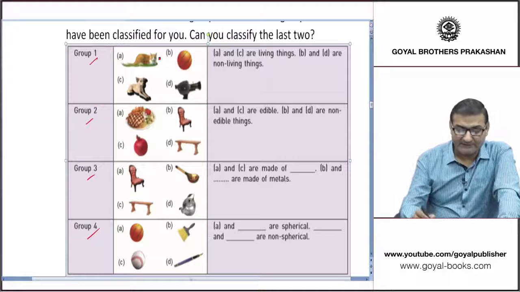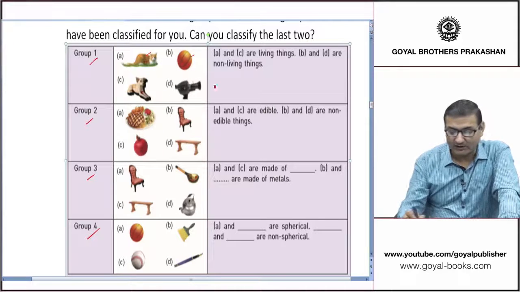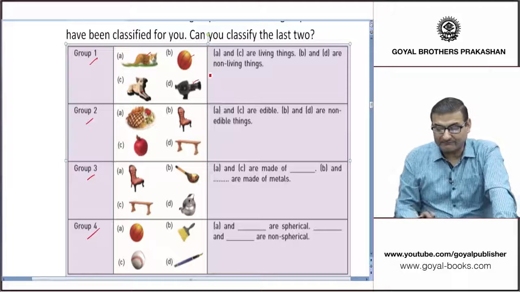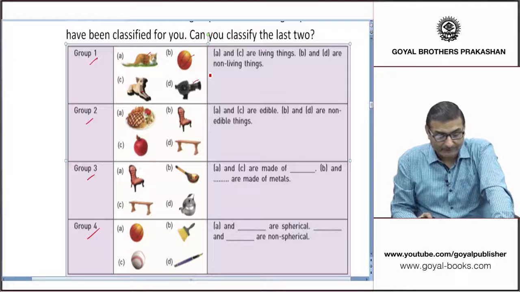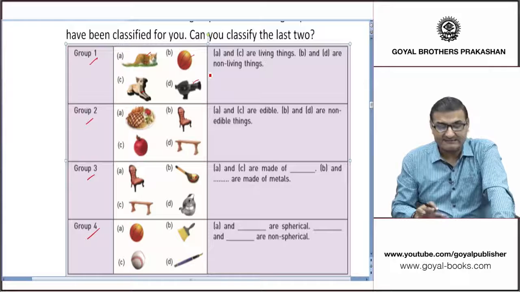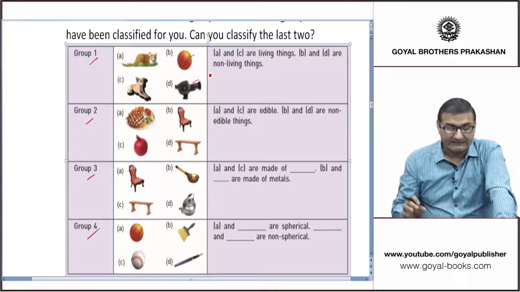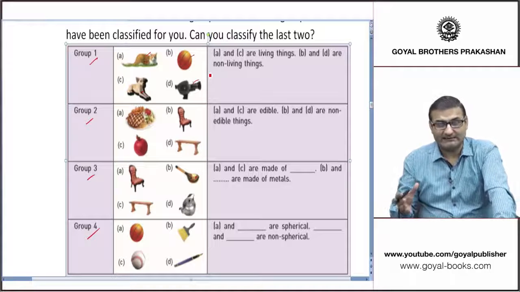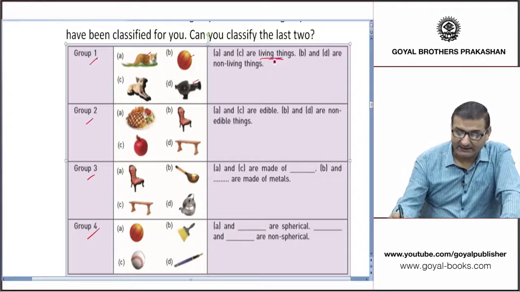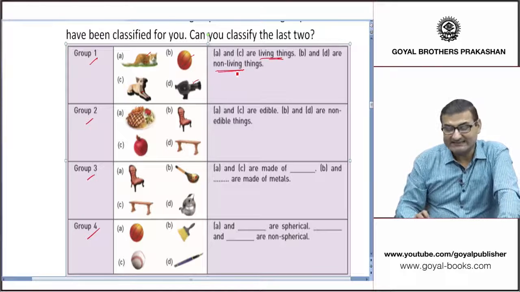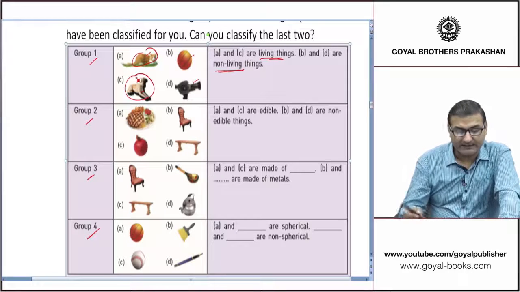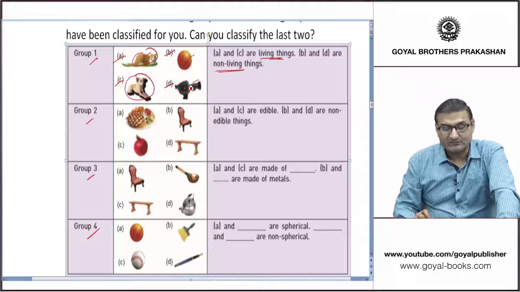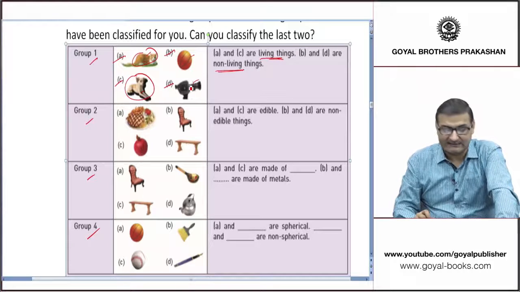For example, in this we have been given a cat, a ball and a dog and this particular variety of a toy, right? Now we have to classify them, and the main group into which we are classifying them is whether they are living or non-living. We can easily see that cat and dog, A and C, are living, whereas B and D, the ball and the toy, are non-living things. So this is the first way of classifying things.